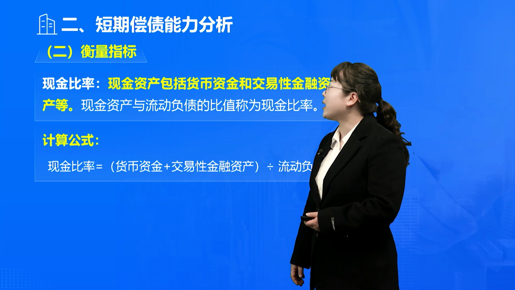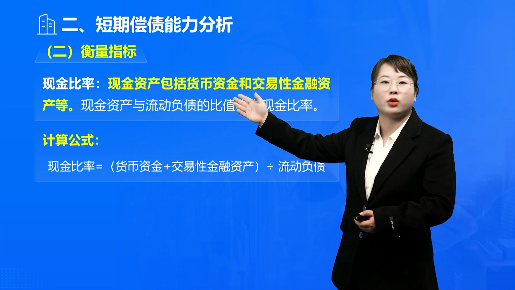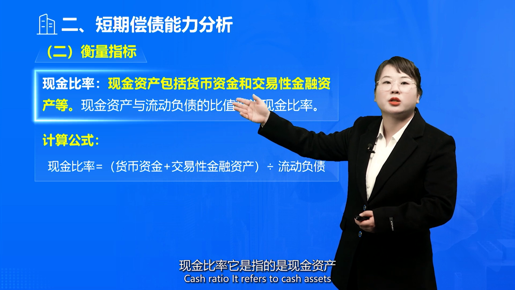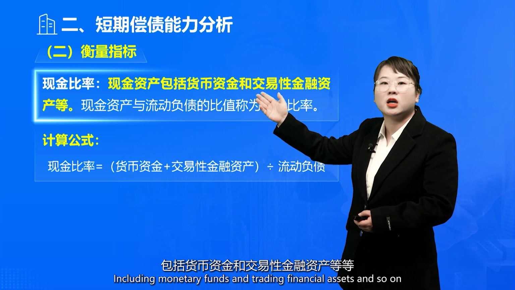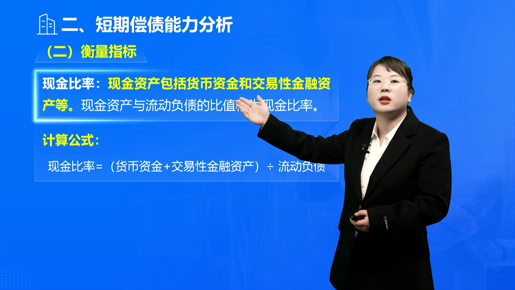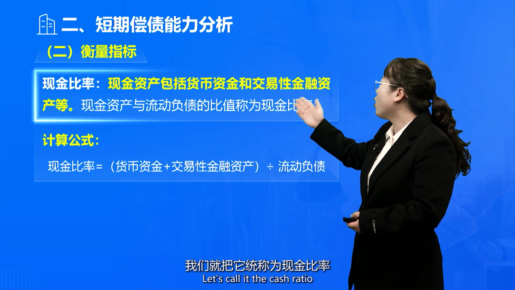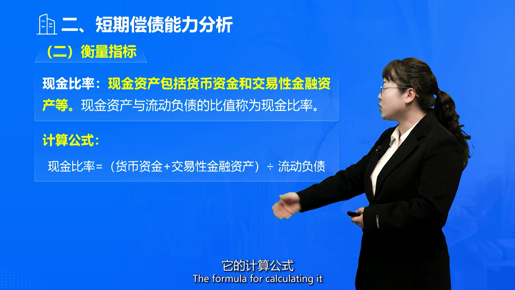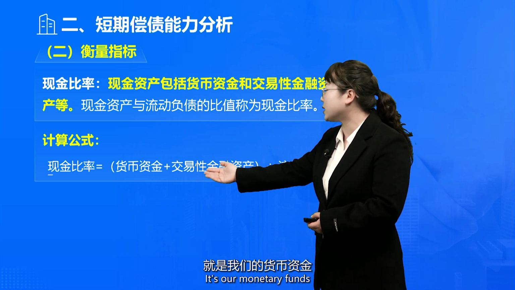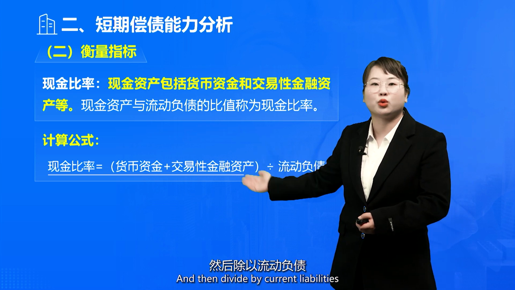Let's find out the third measure, the cash ratio. The cash ratio refers to the ratio of cash assets, including monetary funds and trading financial assets and so on, to current liabilities. The formula for calculating it is monetary funds plus trading financial assets, divided by current liabilities.